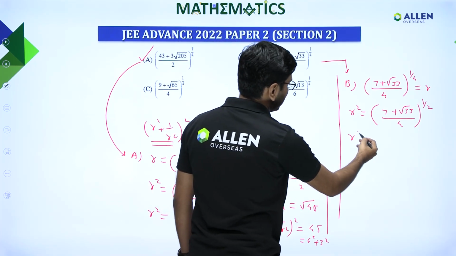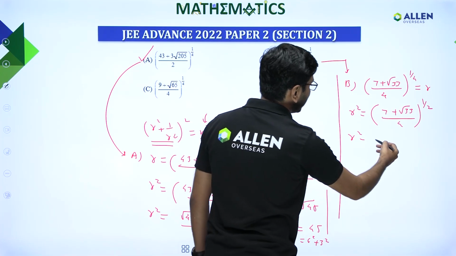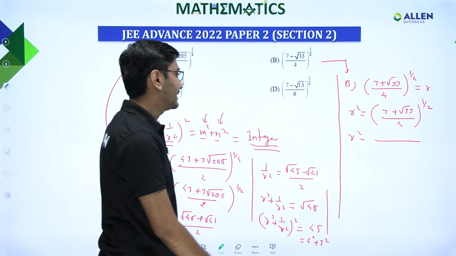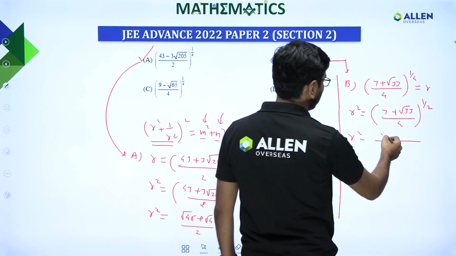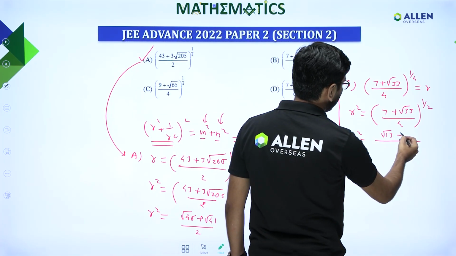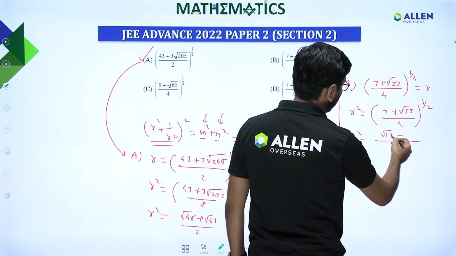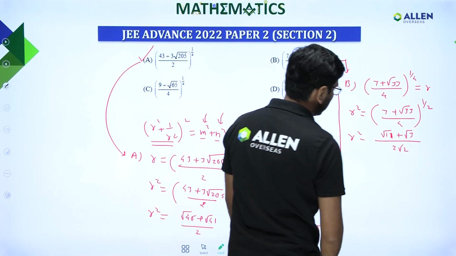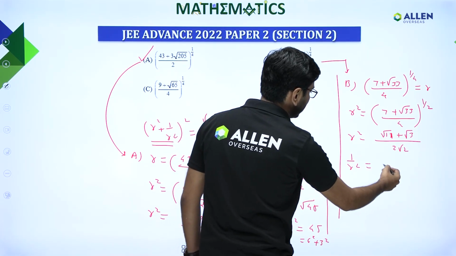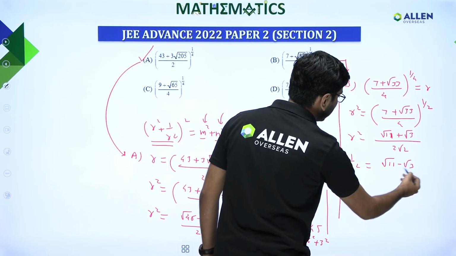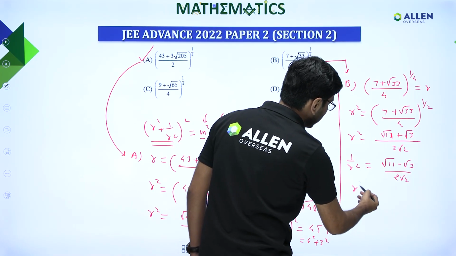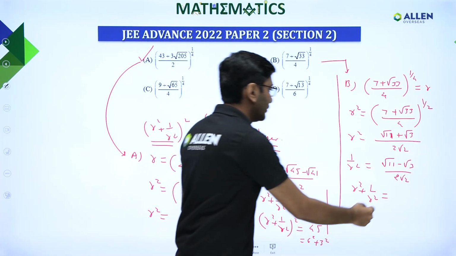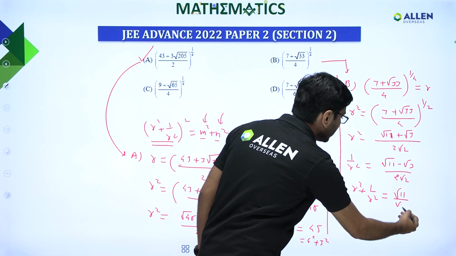So, if I again multiply numerator and denominator by 2, I will get here 8 and here I will get 14, and if I just add this, I will come to know that that is root 11 plus root 3 divided by 2 root 2, and 1 by r square I will get root 11 minus root 3 divided by 2 root 2. So, r square plus 1 by r square will be root 11 by root 2.